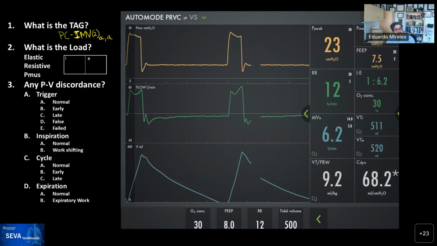Rob, comments? Nope, it's all good. So really good eye from the team recognizing that.